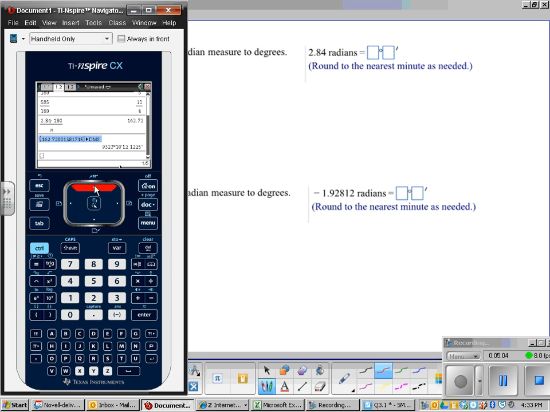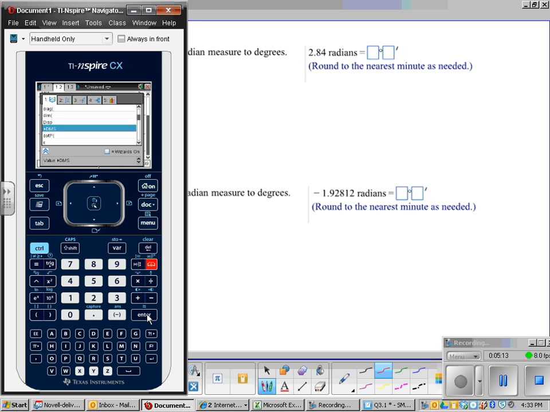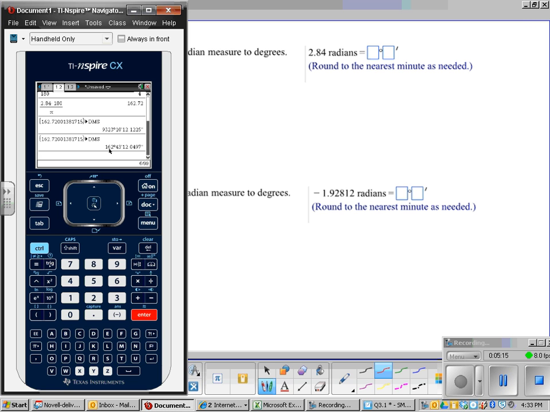Now I can arrow up and select that number, and then go back and try the DMS conversion again. Now you can see that we have 162 degrees, 43 minutes, and then 12 something seconds. So this is going to round to 162 degrees, 43 minutes.